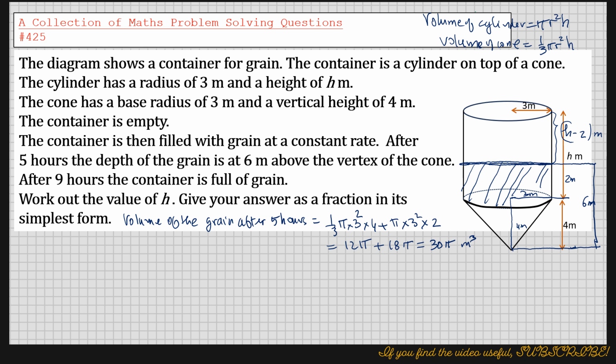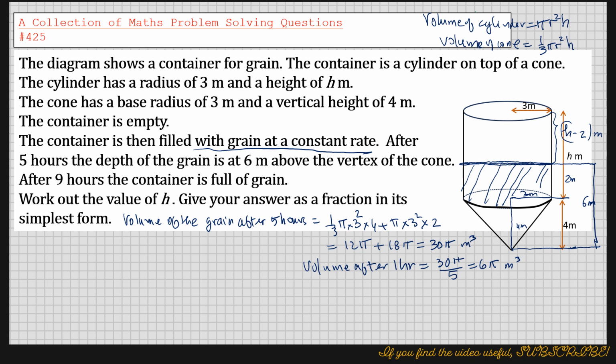So how much grain fills in 1 hour? What is the volume after 1 hour, because it fills in at a constant rate. So the volume after 1 hour would be 30 pi divided by 5, that is 6 pi meters cubed. So that's the volume after 1 hour.